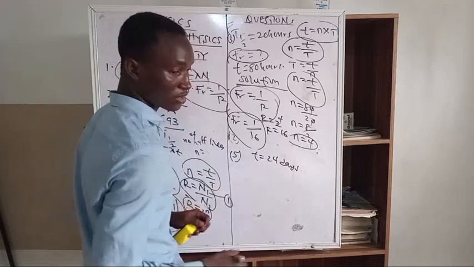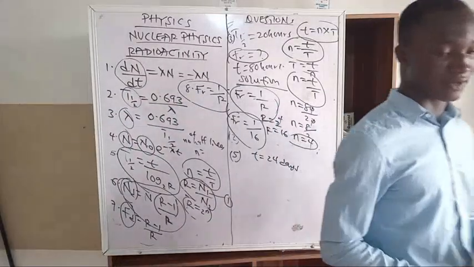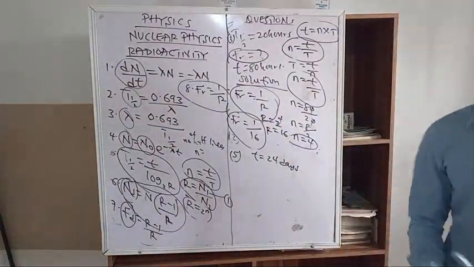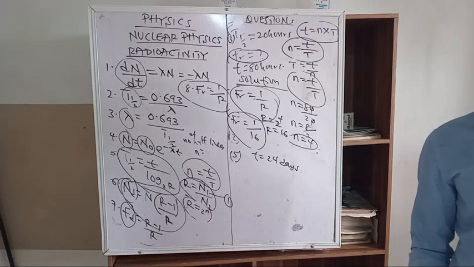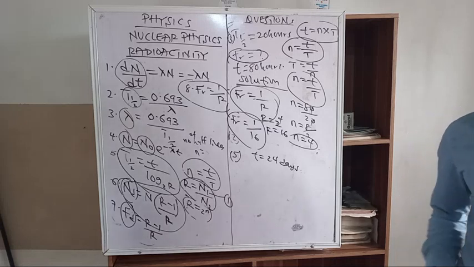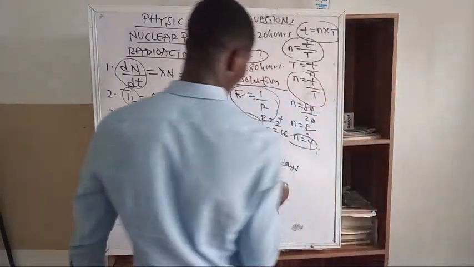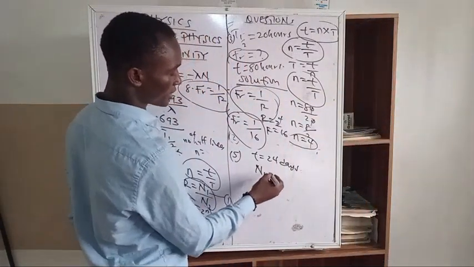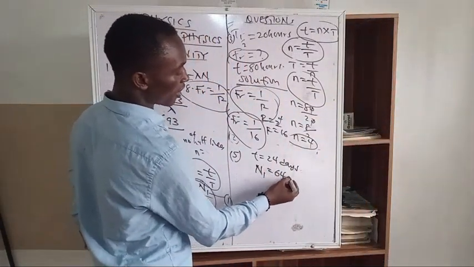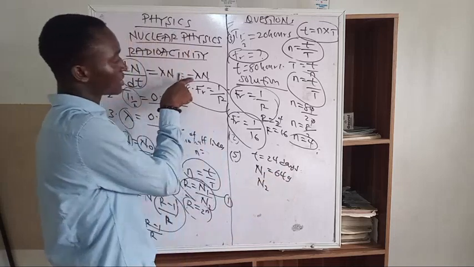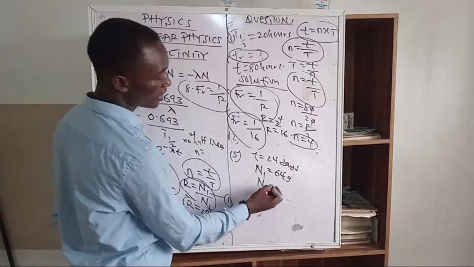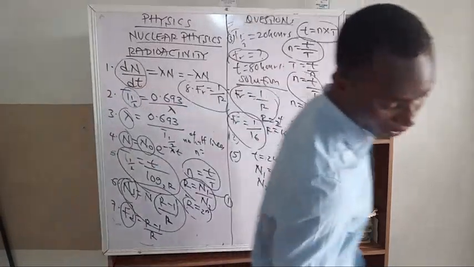In 24 days, don't forget I said that the SI unit of half-life is the SI unit of the time taking. In 24 days, a radioactive isotope decreases in mass from 64 gram to 2 gram. So you have N1, the number of atoms, 64 gram. It decayed, so of course it will be reducing. If it reduces, it's going to turn negative. So N2 is from 64 to 2 grams.